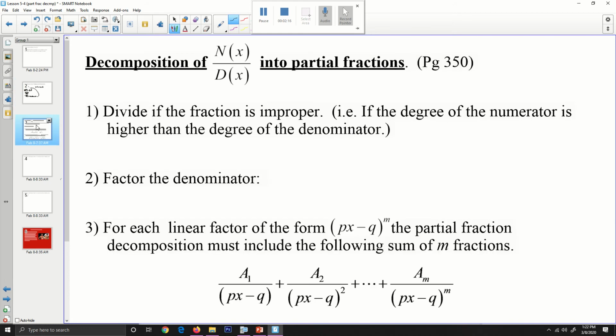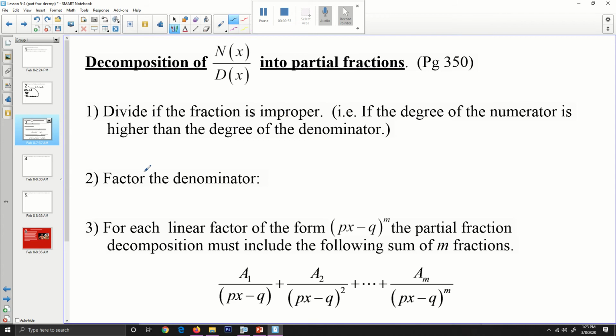Well, our process is this. If we have a rational function, which is the quotient of two polynomials, first you have to divide if the fraction is improper, meaning that the degree of the numerator has to be smaller than the degree of the denominator. If it's not, you have to divide, and then whatever the remainder is, whatever's left, you can do into partial fractions. Now, in my two examples today, I don't have an example of that, but you should get an idea.